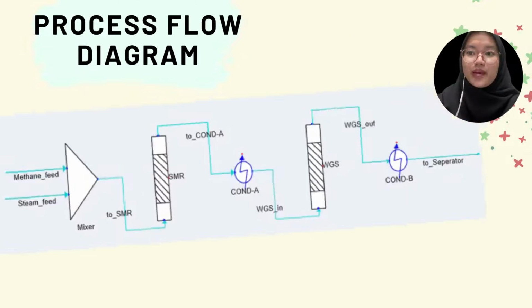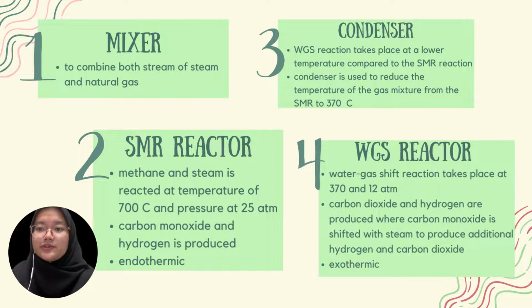This is the process flow diagram for the steam methane reforming reaction. First, the feed stream will pass through a mixer in order to combine both streams of steam and methane gas. Next, the mixture will be introduced to the SMR reactor, where methane and steam are reacted at a temperature of 700 degrees Celsius and pressure of 25 atm. In this reaction, carbon monoxide and hydrogen are produced and the reaction is endothermic.